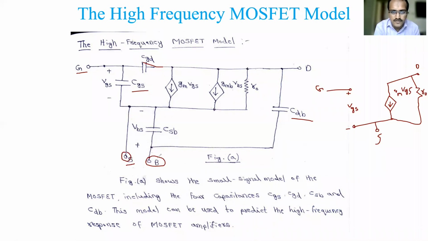That's why it is shown at the ground level. Then between source to body also there is a capacitance CSB. Which is the capacitance we didn't show here? CGS, CGD we have shown. The CGB we have not shown. The gate to body capacitance.